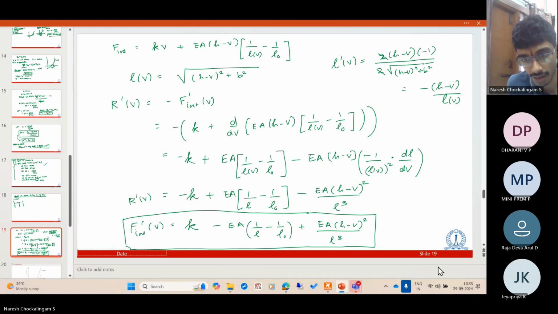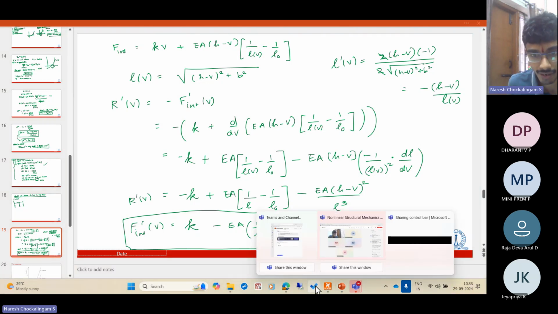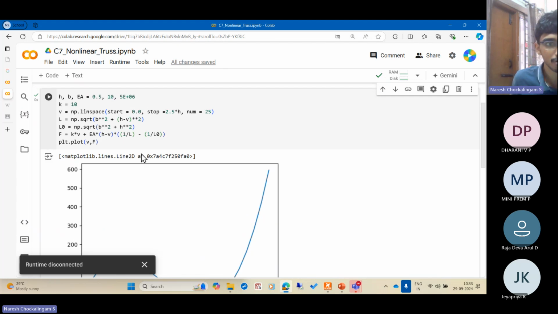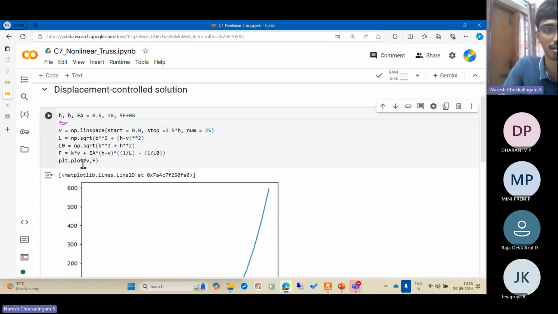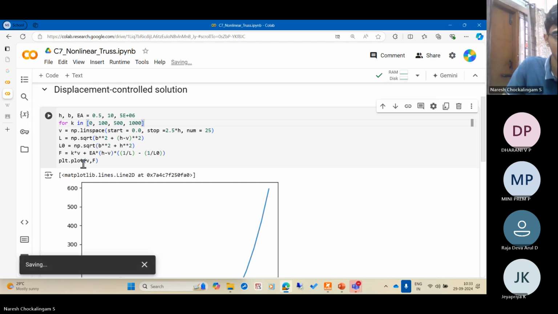Now let me go here. So before that, one more thing. So this is at k is equal to 10. If you want, we can find for other cases. So I'll loop over. I'll take values for k. So 0 I can take, which means there is no spring, it is just two truss members. I can take 100, I can take 500, and I can take maybe 1000. So these are the different values of k I'm considering. So I can put everything after that inside the loop.